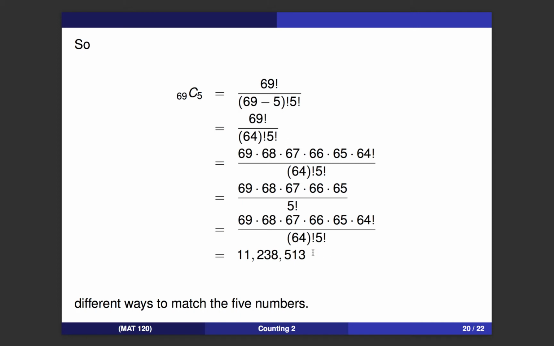Okay, so you wind up with, oops, there's a little typo here. There shouldn't be this 64 factorial down on the bottom, and this one should not appear. Those have canceled out. So in any case, we get this number here. That's the number of ways to match the 5 numbers, 11 million some odd.